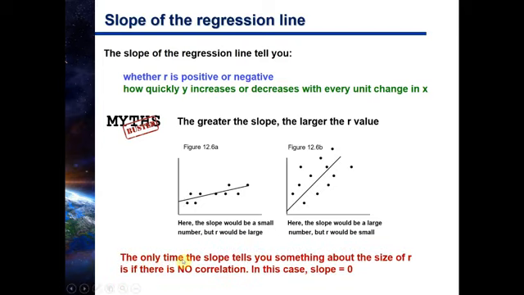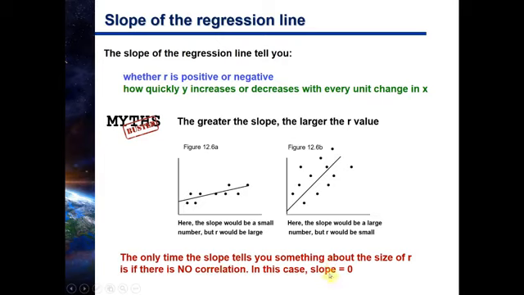The only time slope tells you something about the size of your r value is if there is no correlation between x and y. If there's no correlation between x and y, the slope will equal 0, or at least it'll be statistically equal to 0. There will be no slope if there's no correlation. Let me say that again. There will be no slope if there's no correlation.